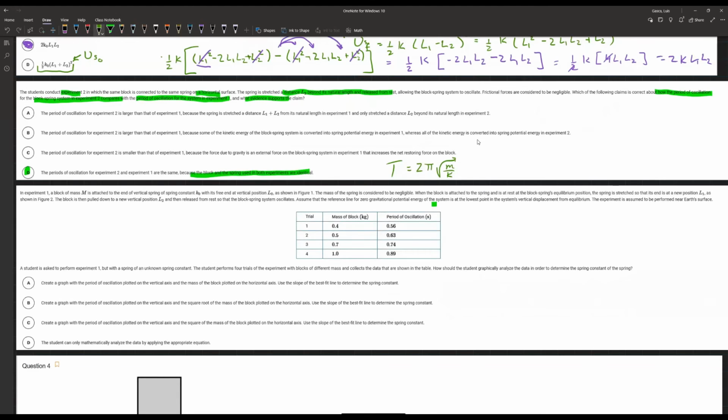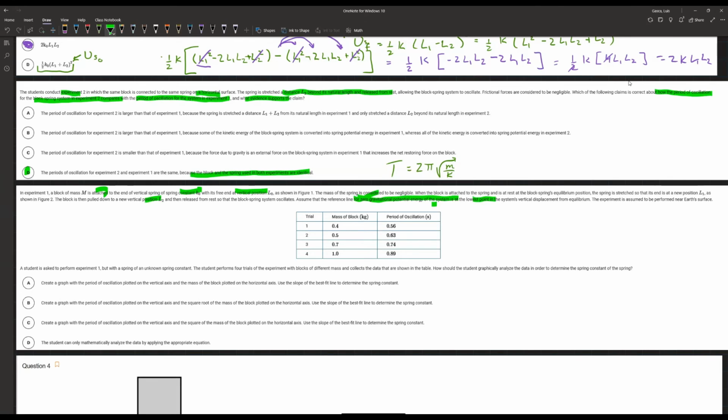In experiment 1, a block of mass big M is attached to the end of a vertical spring of constant K naught. The spring ends at a vertical position of L naught, as shown in figure 1. The mass of the spring is considered to be negligible. When the block is attached to the spring and is at rest, it is at a position L1 as shown in figure 2. It is pulled down to a new vertical position L2 as shown in the figure and released from rest so that the system oscillates. Assume that the reference line for zero gravitational potential energy is at the lowest point in the system's vertical displacement from equilibrium is 0.